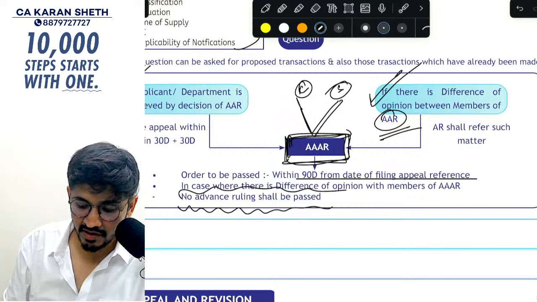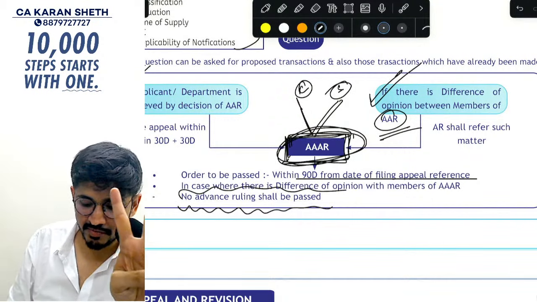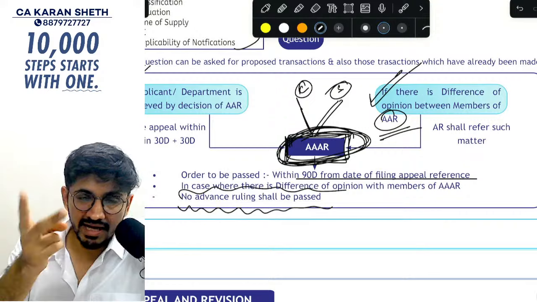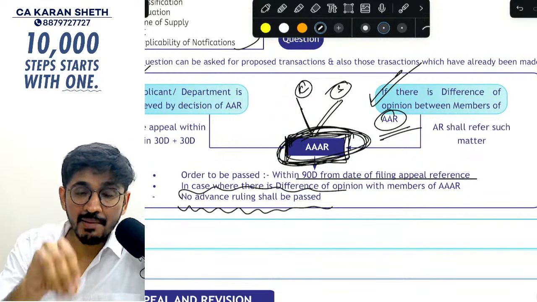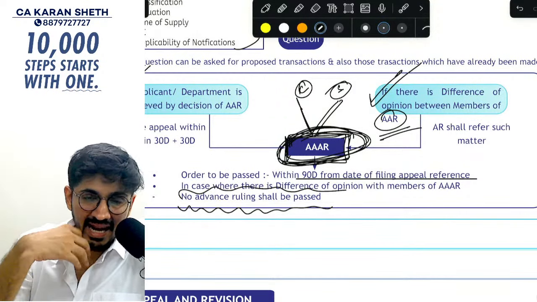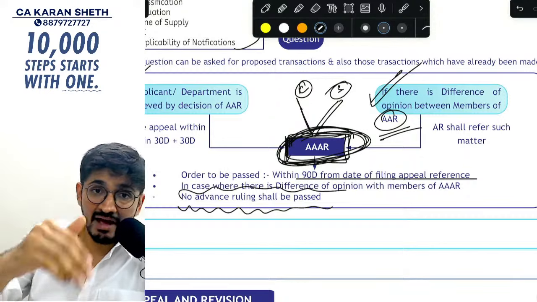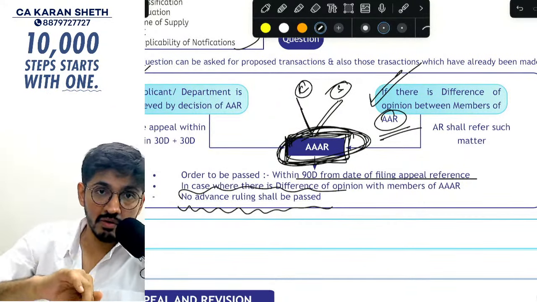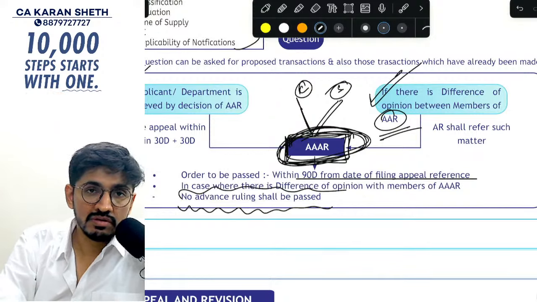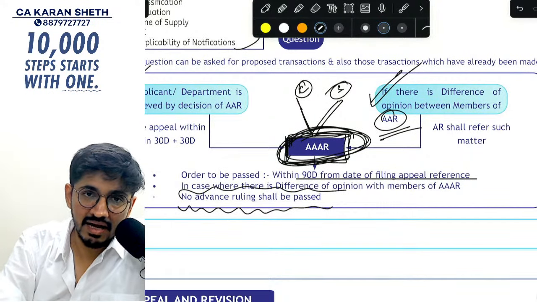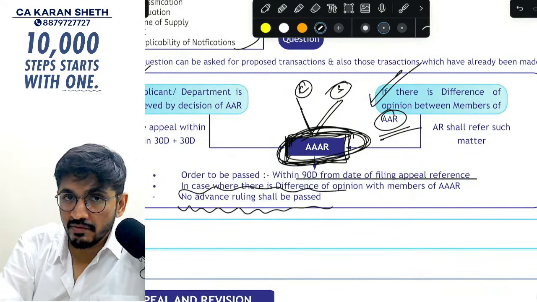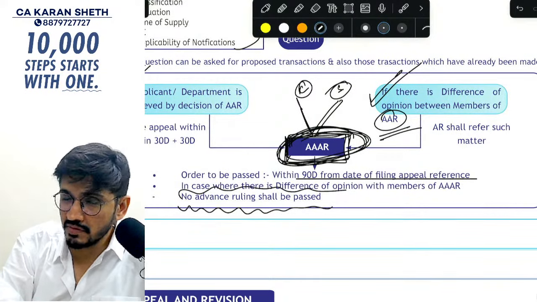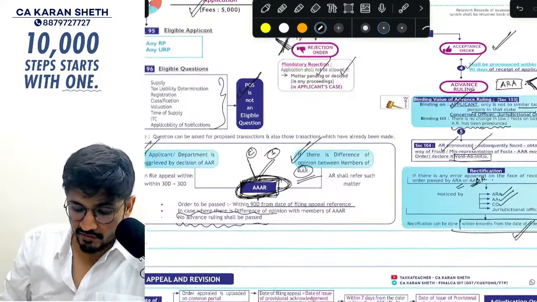So when will I come here? 2 reasons. One, when there is a difference of opinion, and second, when I am an applicant and I am aggrieved, or for that matter, I was the applicant and the decision was in my favor and the department is aggrieved now. So they will refer to AAAR, and in that case, the decision will be given within 90 days. And if there is a difference of opinion here, then no advance ruling will be given whatsoever.